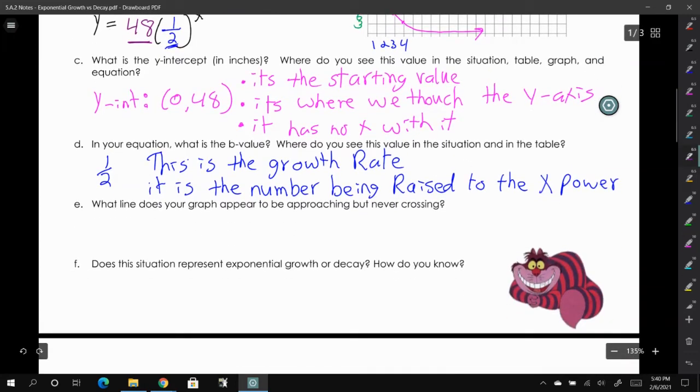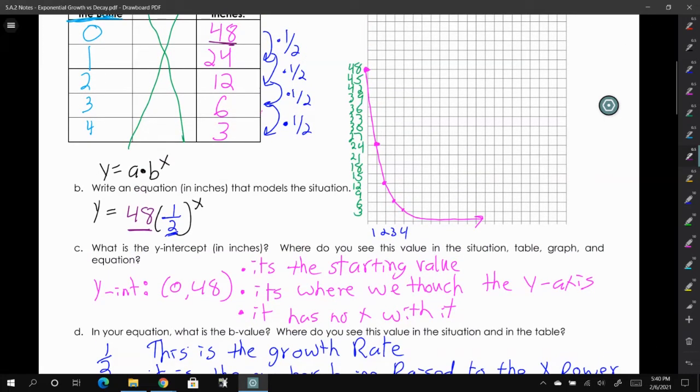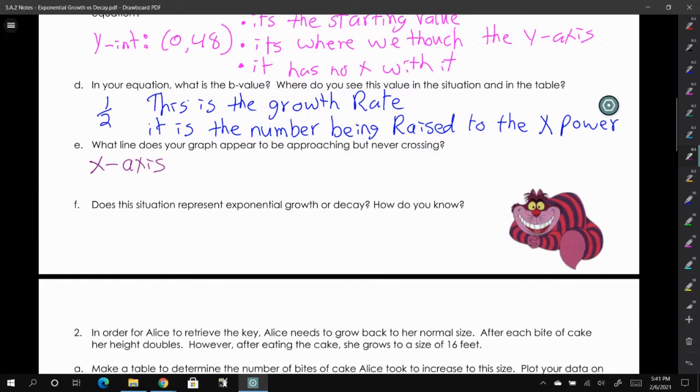So what line does your graph appear to be approaching but never crossing? It is the x-axis, because on the x-axis, your y values are 0, and her height will never be 0. So even if I plug in a number like 200, you're going to get a very, very small number, but it will not be 0. You can't multiply a number by 1/2 and get 0, unless that original number was 0. So the x-axis.